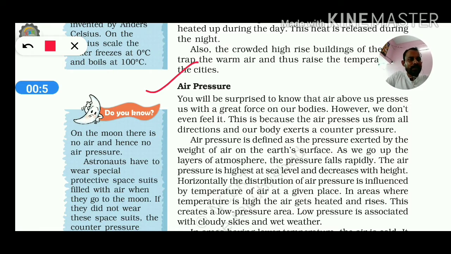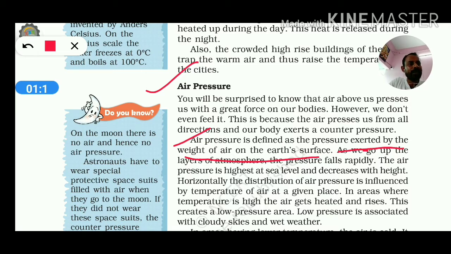Air pressure is defined as the pressure exerted by the weight of air on the earth's surface. So I think you have got the line, I am marking it also. Air pressure is defined as the pressure exerted by the weight of air on the earth's surface. This is very important to remember: what is air pressure.